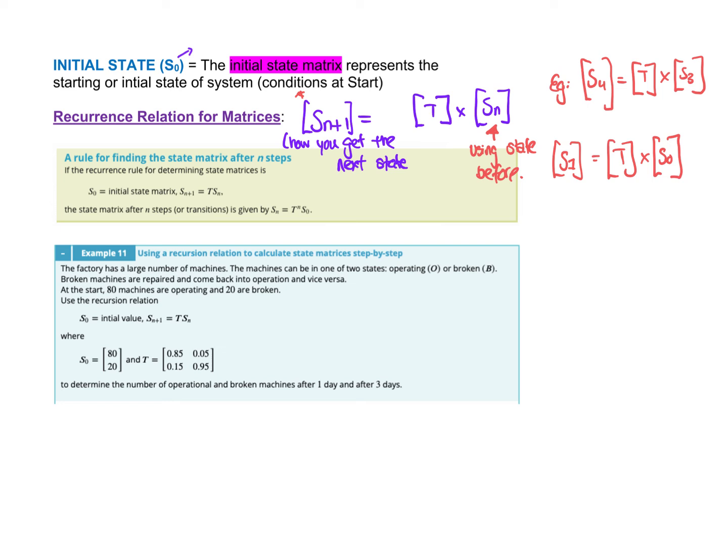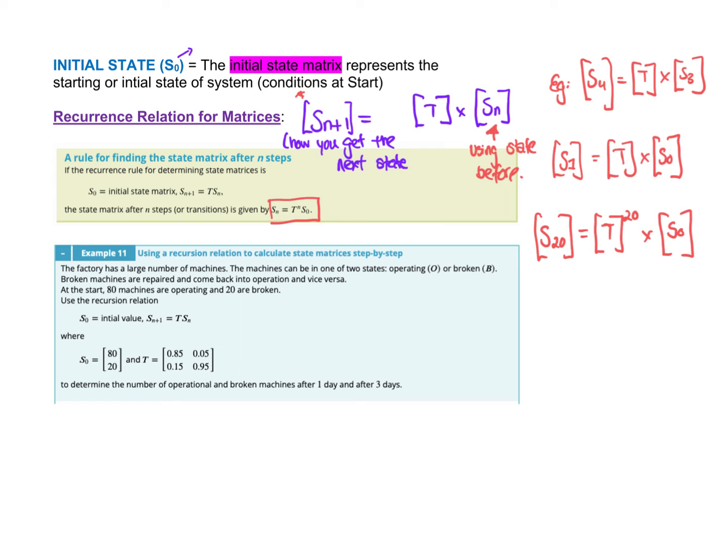But obviously, say I wanted to get state 20, I don't want to have to keep going over and over again. So sometimes that's when we're going to use this rule here. It says when you want any state, you can do the transition to the power of, because I want state 20, I'll do the power of 20, as long as you times it by the original scenario, so S0, what initially happened.